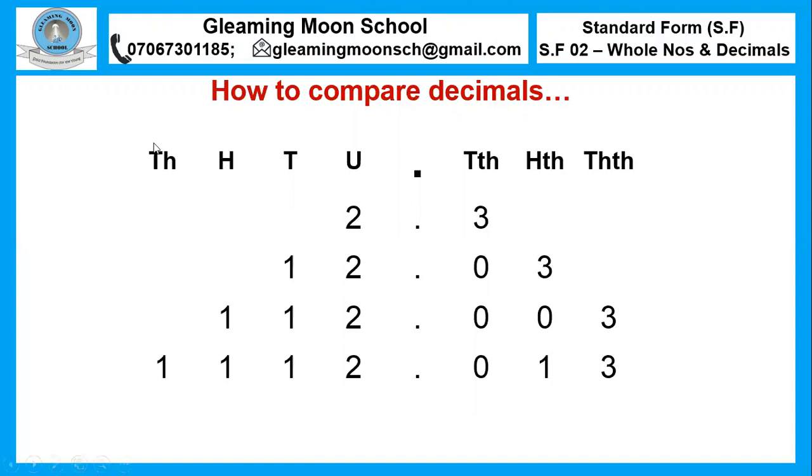So now this is your decimal point here. On this side is your whole number, and this other side is your decimal. And remember, the decimal side is less than 1. So if you have 2 as a unit, 0.3.